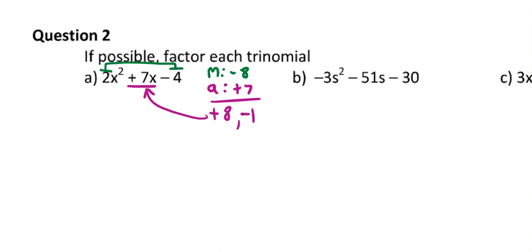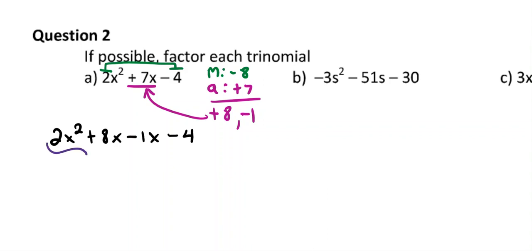Those numbers are going to go in for there. So we're going to rewrite this thing. So this will be 2x squared, and then we're going to rewrite this as plus 8x minus, you can write 1x or just minus x, doesn't matter, 1x. And then minus 4. What's my next step? Yep, factoring by grouping.